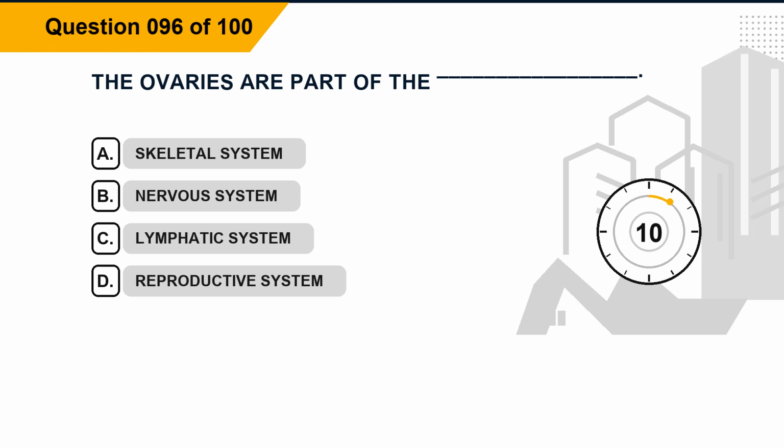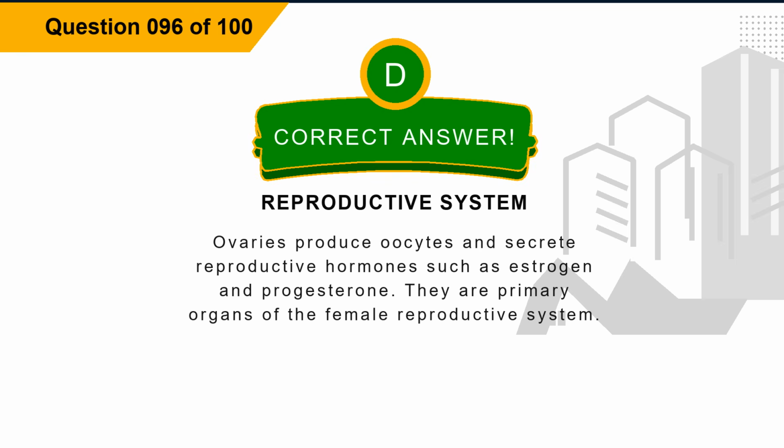Question 96. The ovaries are part of the blank. Option A, skeletal system. Option B, nervous system. Option C, lymphatic system. Option D, reproductive system. The correct answer is option D, reproductive system. Explanation. Ovaries produce oocytes and secrete reproductive hormones such as estrogen and progesterone. They are primary organs of the female reproductive system.